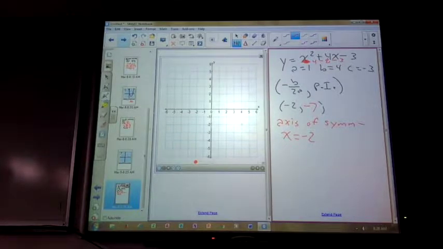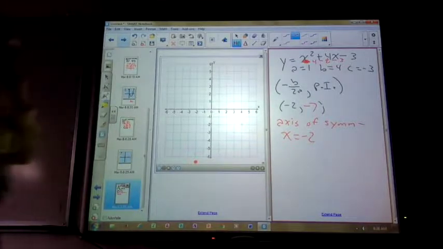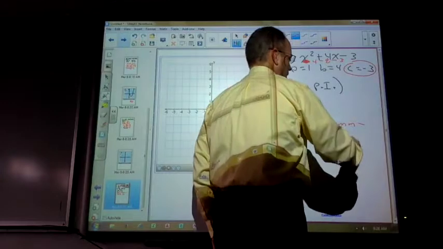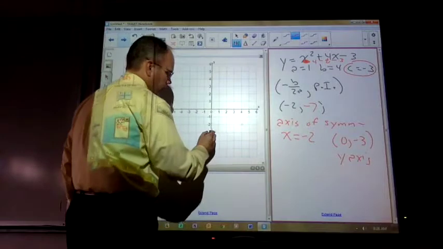I might be able to do the y-axis crossing right now. What do you think? Any ideas? It has to do with one of our letters up there. It has to do with the c. It's right here. So (0, -3). That's where it crosses the y-axis. So (0, -3), right there.